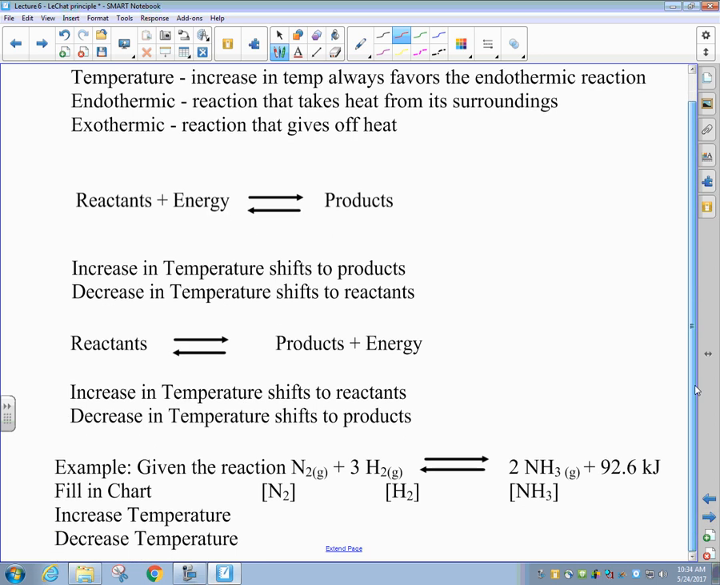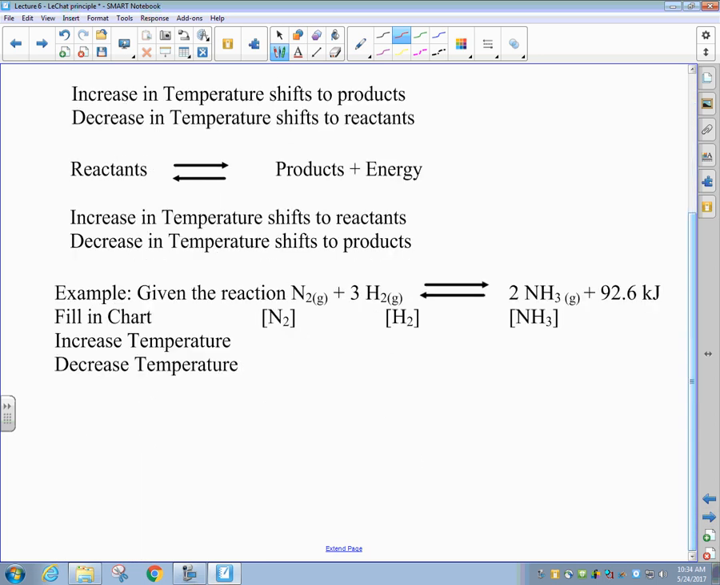So our example for this, again, we're using the Haber-Bosch process, N2 plus 3H2 in equilibrium with 2NH3. Notice now I've added energy. We have kilojoules per mole listed on the product side of our reaction. That means the forward rate of reaction is an exothermic reaction.